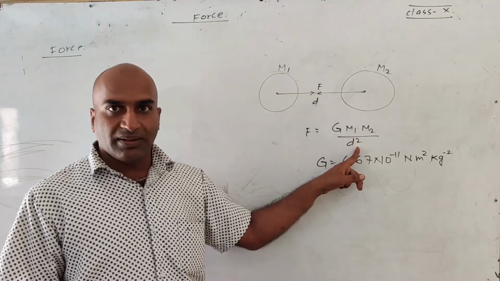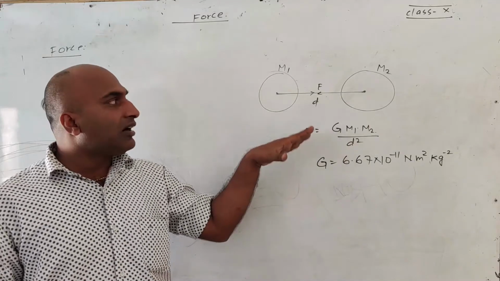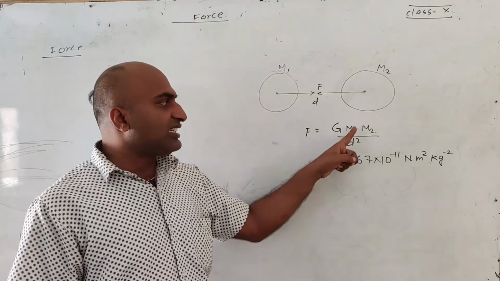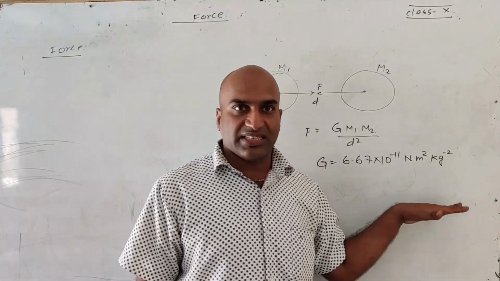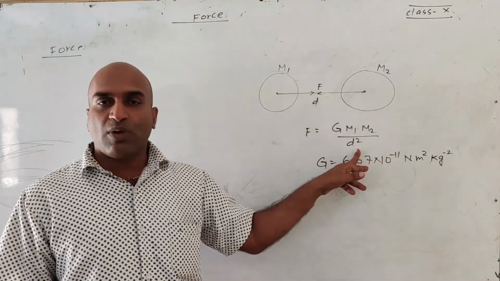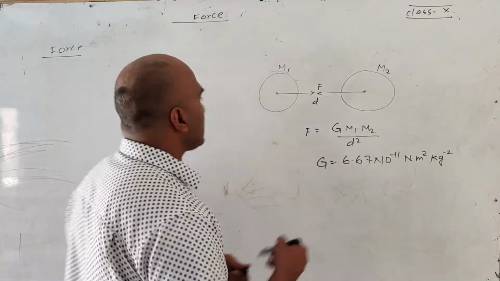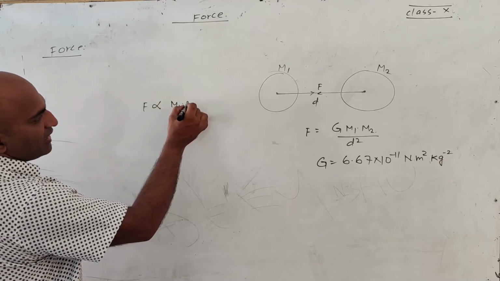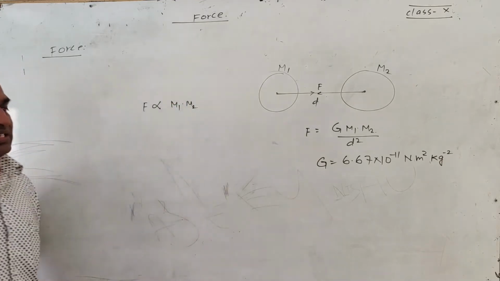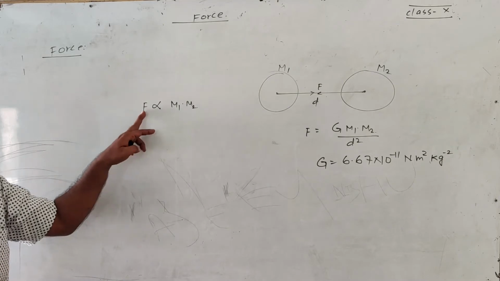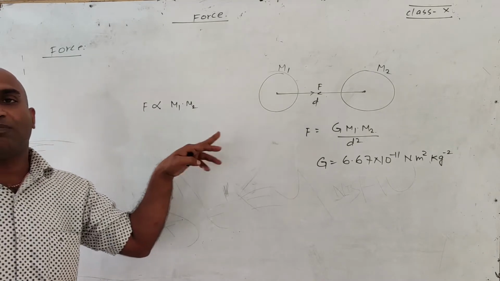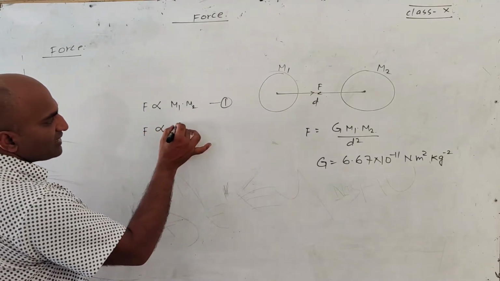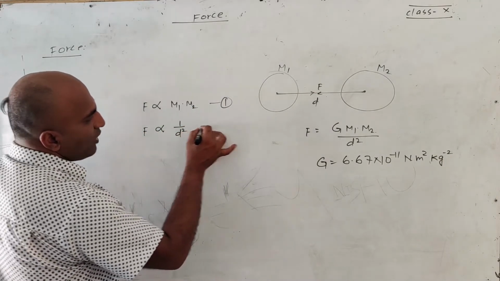and the distance between them. According to Newton's law of gravitation, the gravitational force between two bodies is directly proportional to the product of their masses and inversely proportional to the square of the distance between them. We can say that F is directly proportional to m1 into m2, the masses of the two bodies. First statement: gravitational force is directly proportional to the product of masses, and second, F is inversely proportional to the square of the distance.